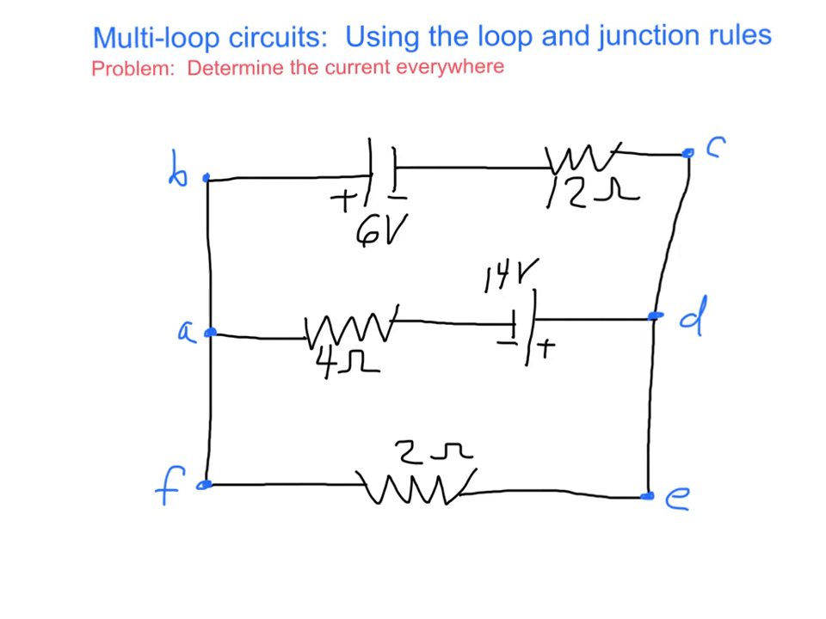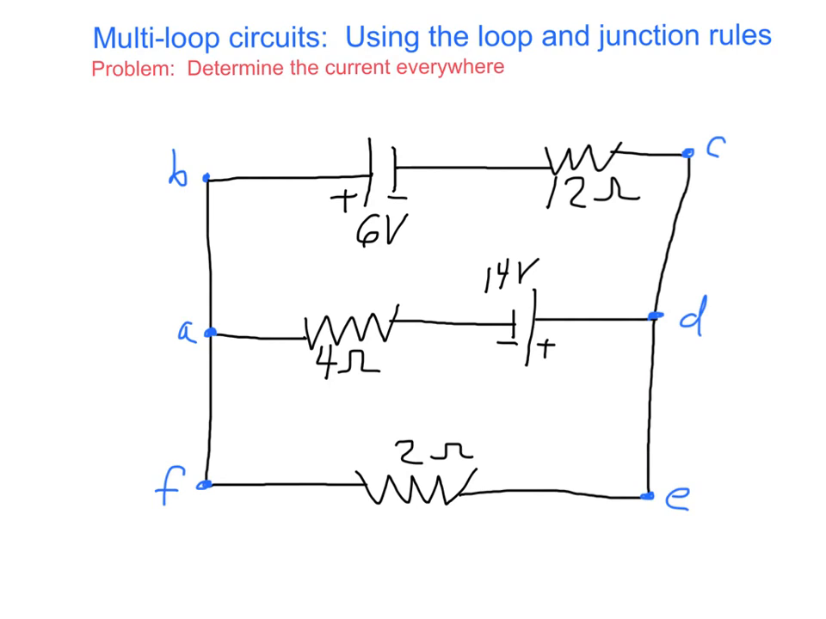Hi everyone. In this example problem, we're going to use the loop and junction rules to determine the current everywhere in this relatively complicated multi-loop circuit. By relatively complicated, I mean that there's no way to group these resistors into some overall equivalent resistance and to group these power supplies into some overall equivalent power supply.